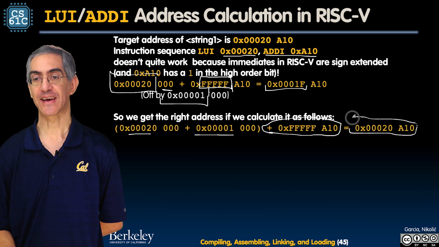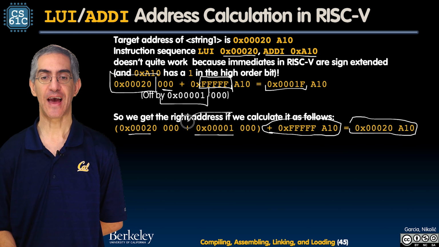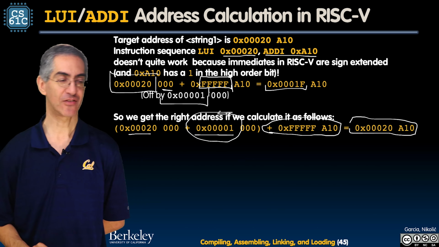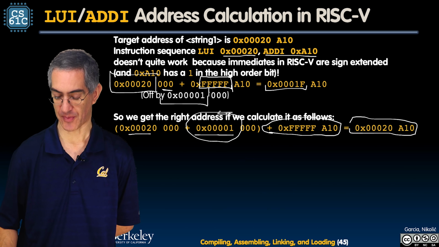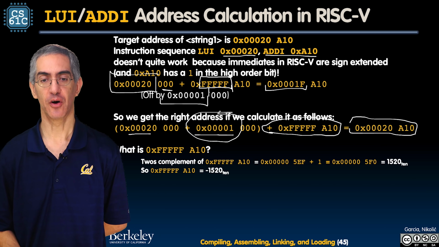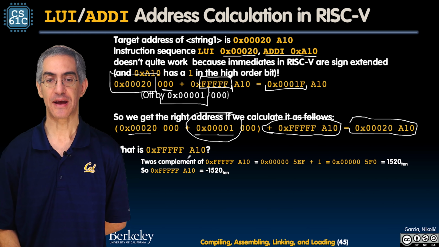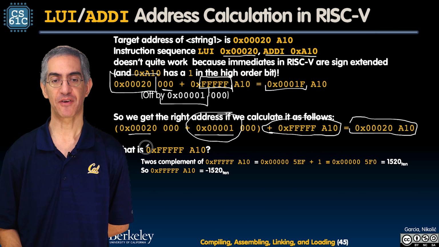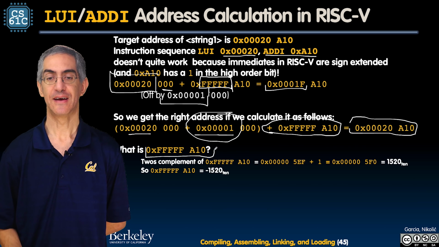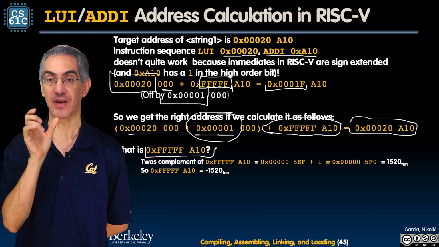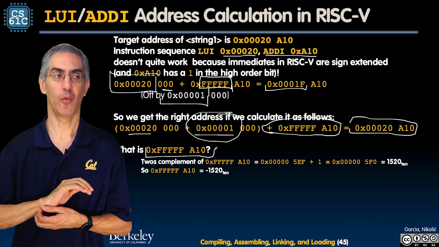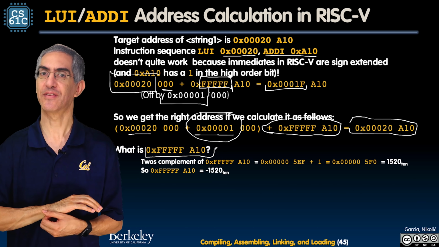So I've got to have this compensating factor of this extra 2 to the 12. I got this extra 2 to the 12 up there to do that. So by the way, how do I figure out what this total value was? This is going to be the immediate, right? The immediate that I put in there is going to be the A10. Well, if I sign extend it to all F's, what does that become?